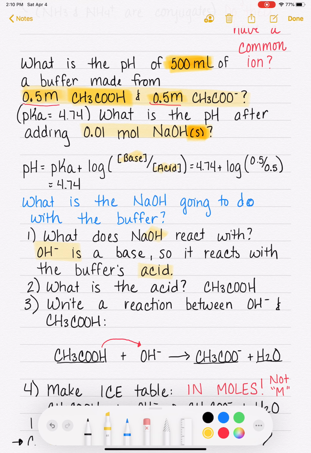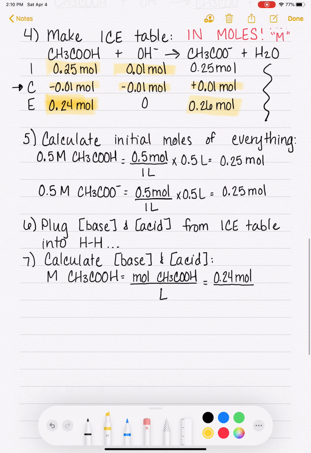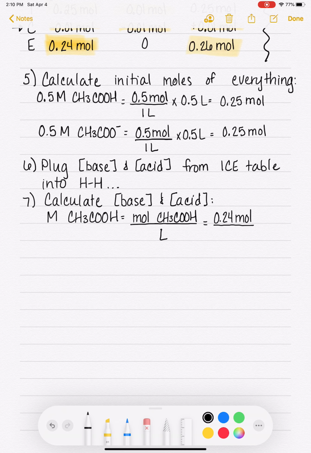In a different type of problem, it might have told you that you were adding another solution, and the volume might be changing. Maybe we'll see some of those types of problems on ALEKS. But for this one, our volume is going to stay the same. It's going to stay 0.5 liters. And so we can calculate that molarity. 0.48.